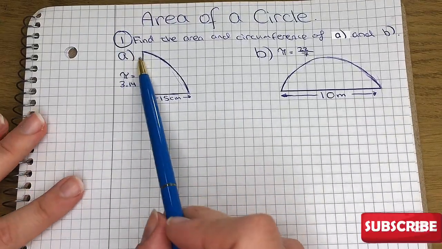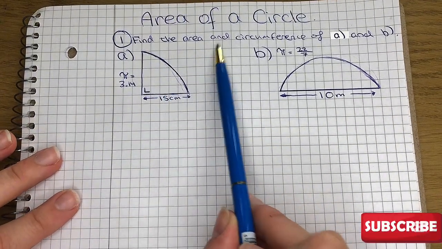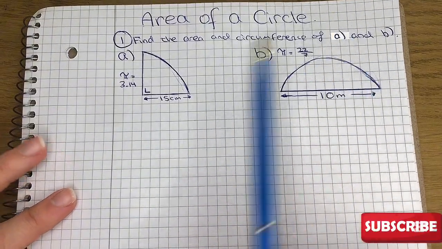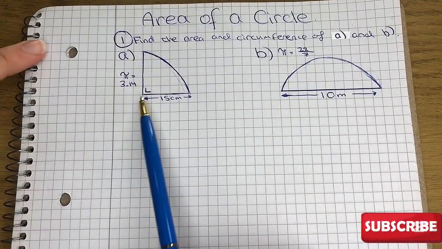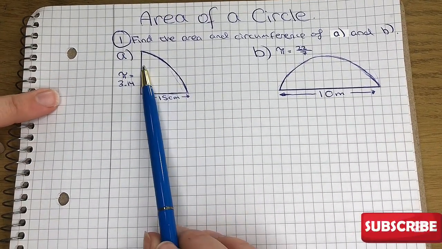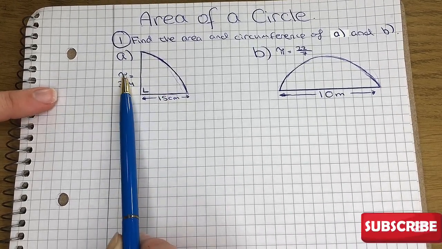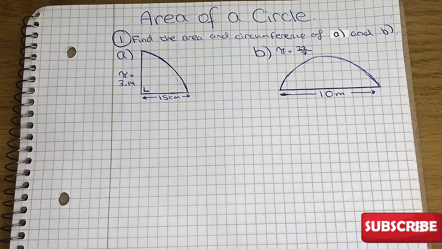So this question is asking us to find the area and circumference of A and B. Okay, let's focus on A first. This looks like a sector of a circle. The radius is 15 centimeters and it tells us that pi is equal to 3.14.